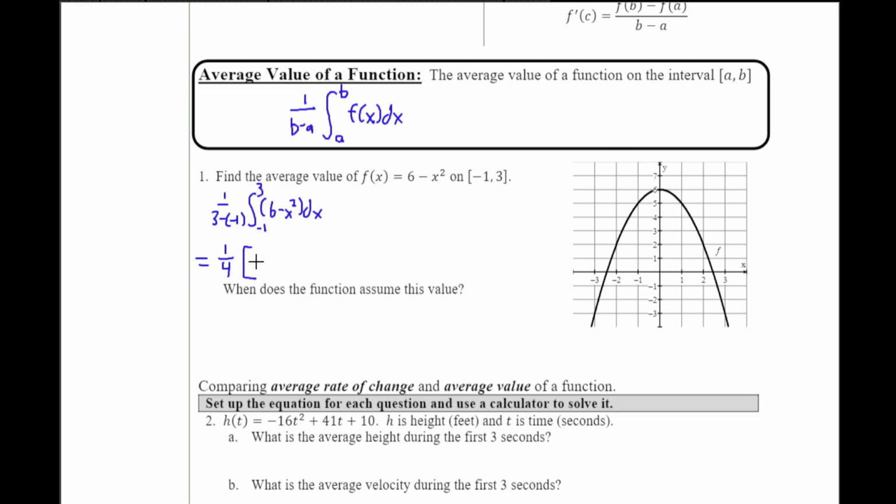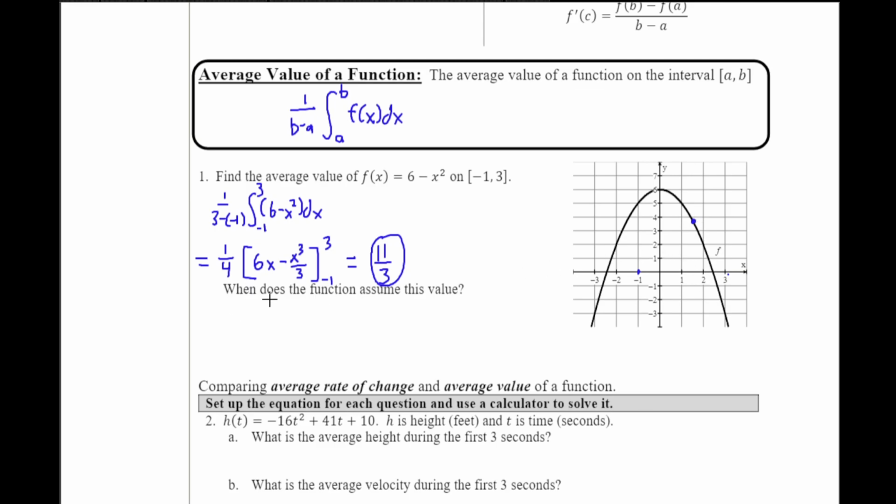And let's do this integral right here. Integral of 6 is 6x minus x cubed over 3 from negative 1 to 3. And if you plug these in, you solve this, you end up getting an answer of 11 over 3, which is roughly equal to 3.6 on the calculator. So the average value from negative 1 to 3 on this graph is about 3.6, which is right here. That's the average value of the graph.